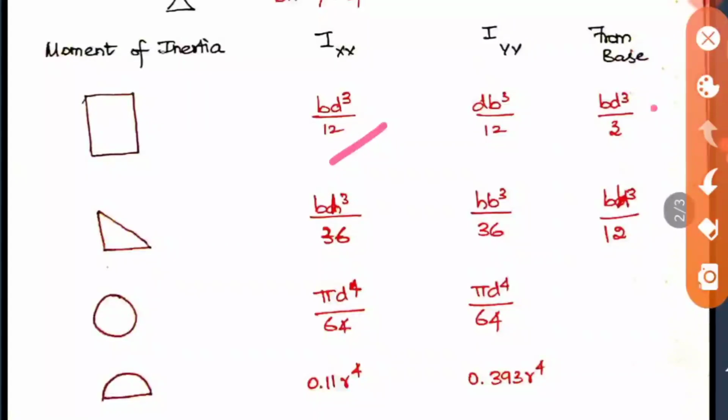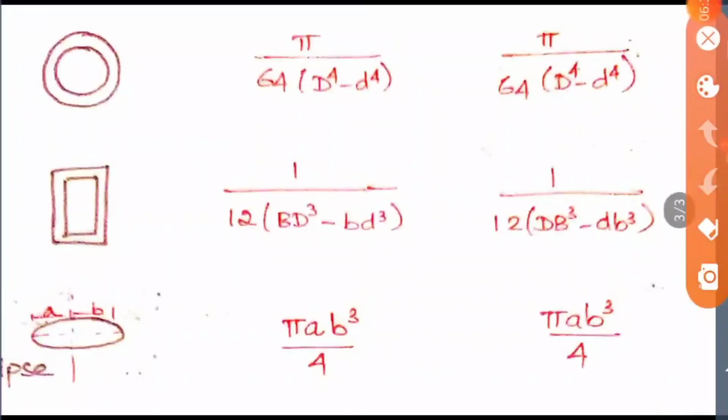Then the triangle has b h cube by 36, and along the y axis it is h b cube by 36. From the base it is b h cube by 12. And for circular it is pi d power 4 by 64, and along the y axis also pi d power 4 by 64. And semicircular it is 0.11 r power 4 and 0.393 r power 4. And for a hollow circular area it is pi by 64 times D power 4 minus d power 4, the same thing along the y-axis also.